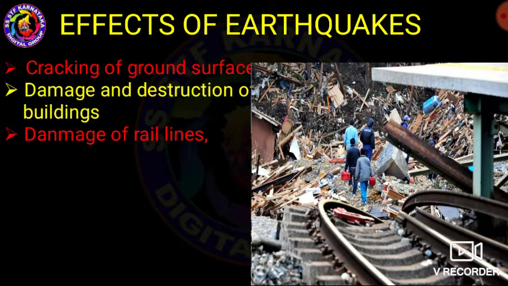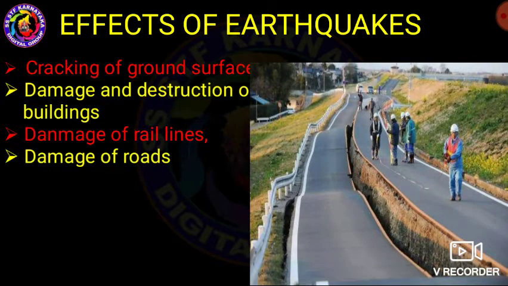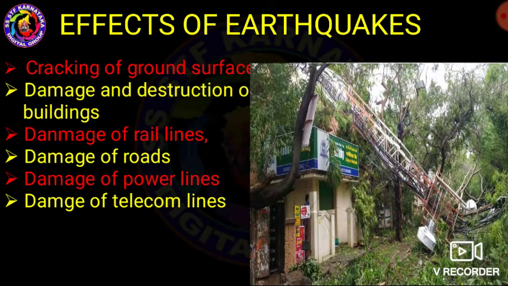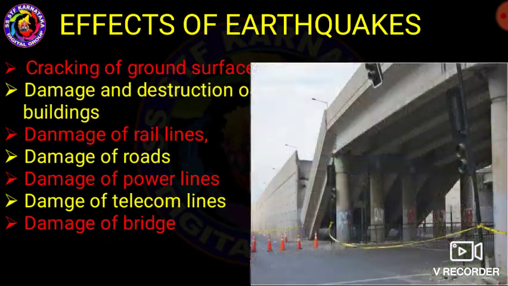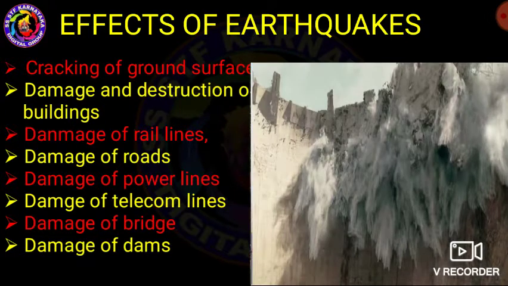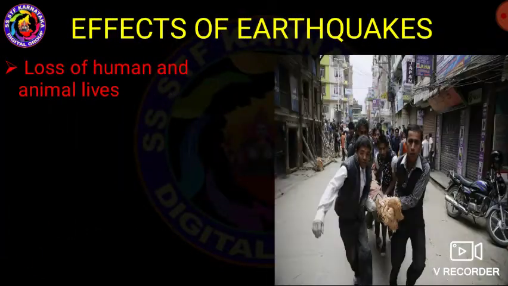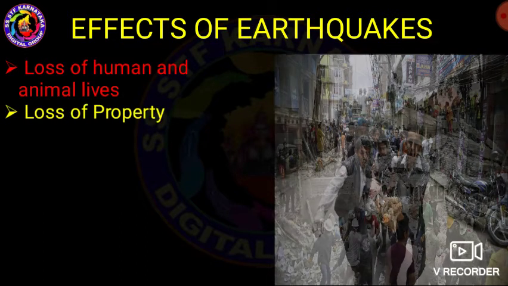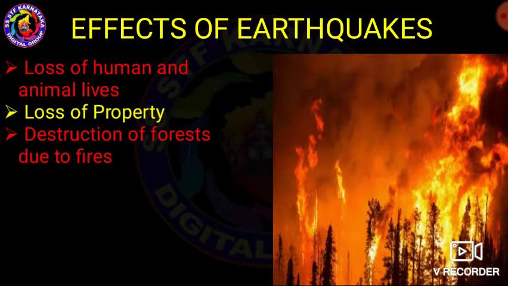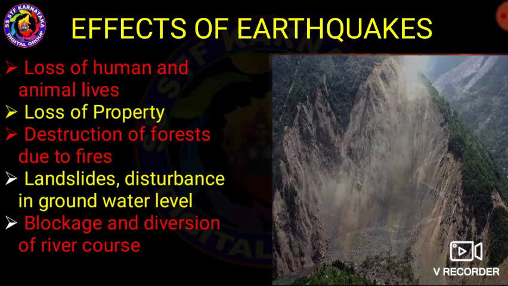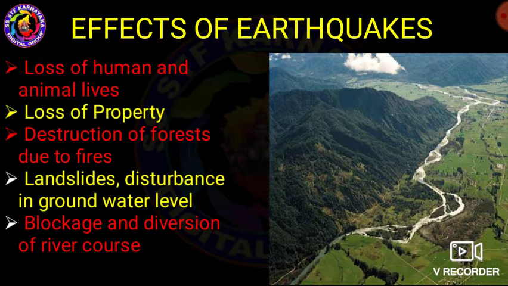Then damage to railway lines, damage to roads, damage to power lines or power supply, damage to telecommunication lines, damage to bridges, damage to dams, damage to factories, and loss of human life and animal life, and loss of property, and destruction of forests due to fire, landslides, disturbance in the groundwater level, blockage and diversion of the river course.